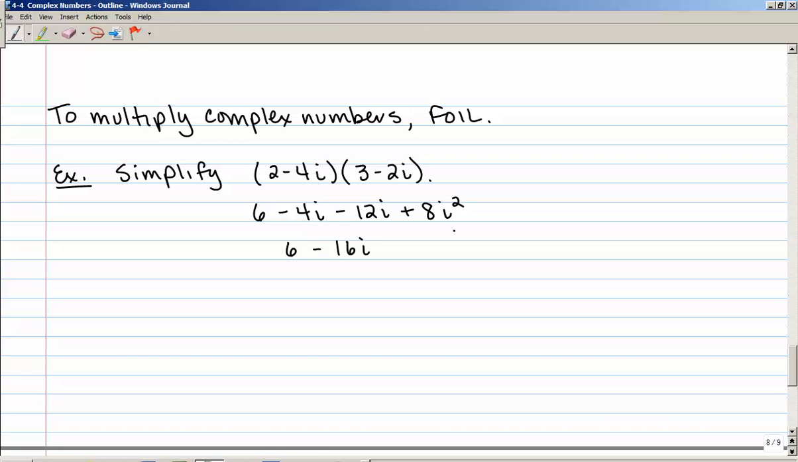Now remember, i squared is -1, so this is the same as saying 8 times -1, or -8. And not quite done yet. I need to continue to combine my real parts. 6 minus 8 is -2, minus 16i. Make sure that your real part is in front and your imaginary part follows.